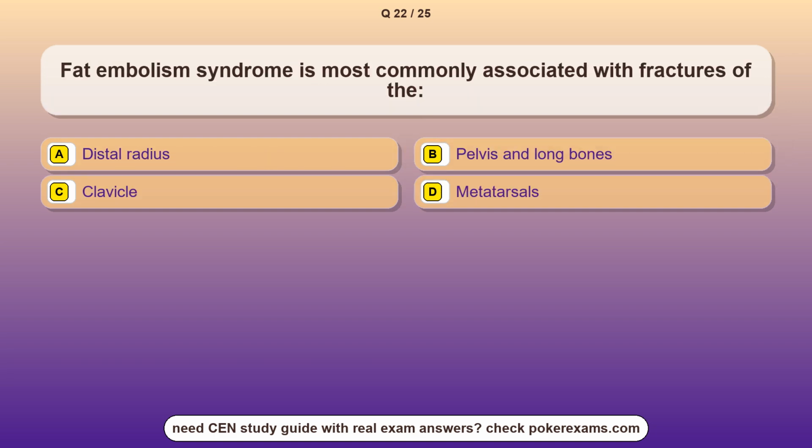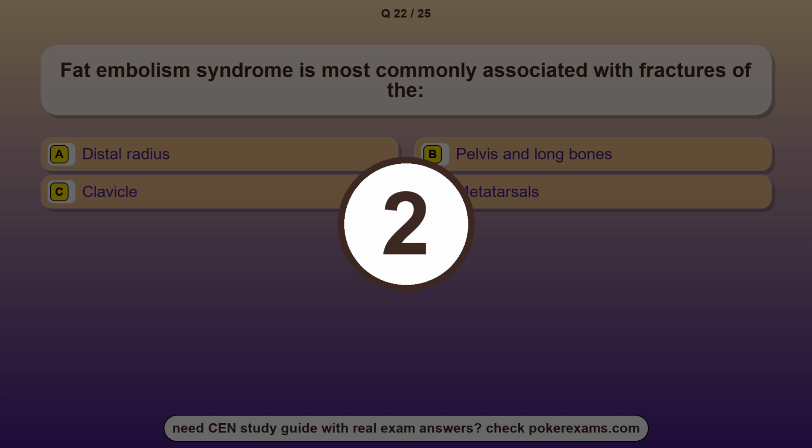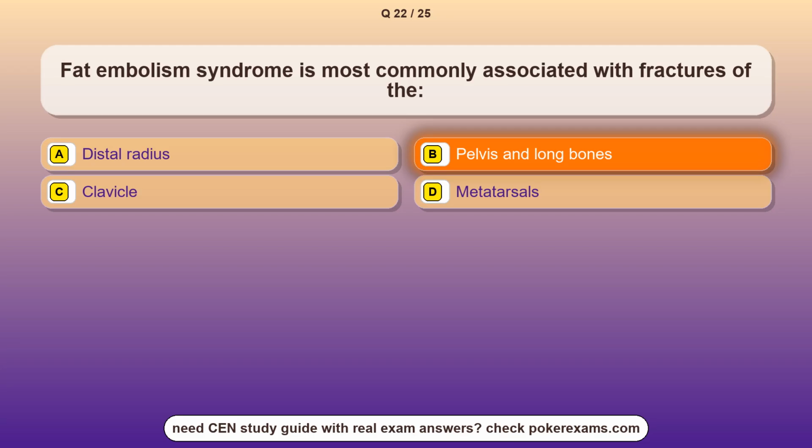Question 22. Fat embolism syndrome is most commonly associated with fractures of the: Option A, distal radius. Option B, pelvis and long bones. Option C, clavicle. Option D, metatarsals. The correct answer is option B, pelvis and long bones.